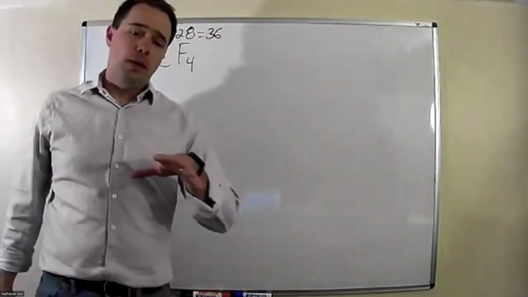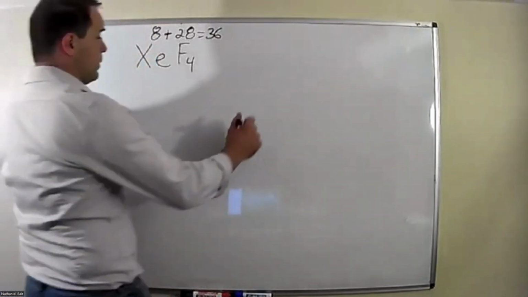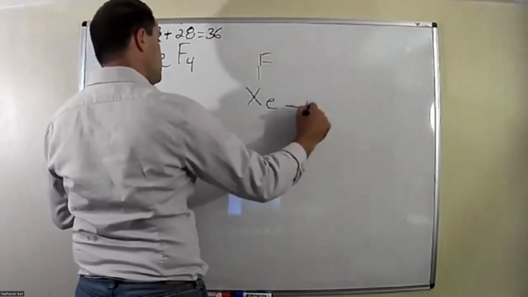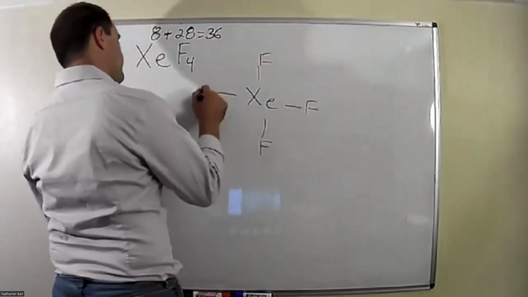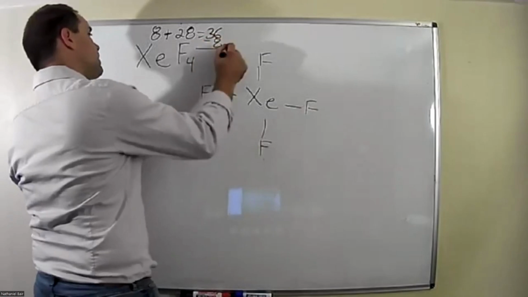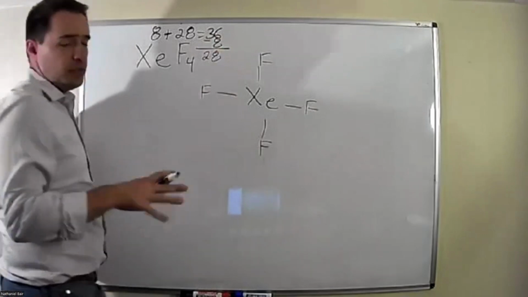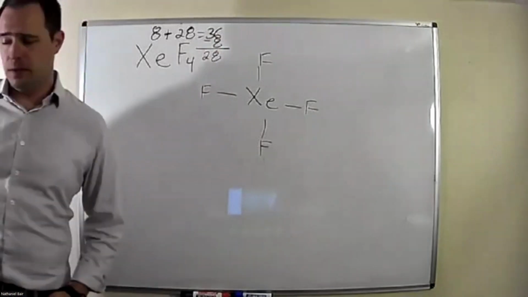Pop xenon in the middle. Let's pop the 4 fluorines around it. Here we go. So we're going to do a xenon. We're going to put 4 fluorines around it. 1, 2, 3, and 4. Used up 8 electrons. We got 28. I'm going to let you catch up there for a second.